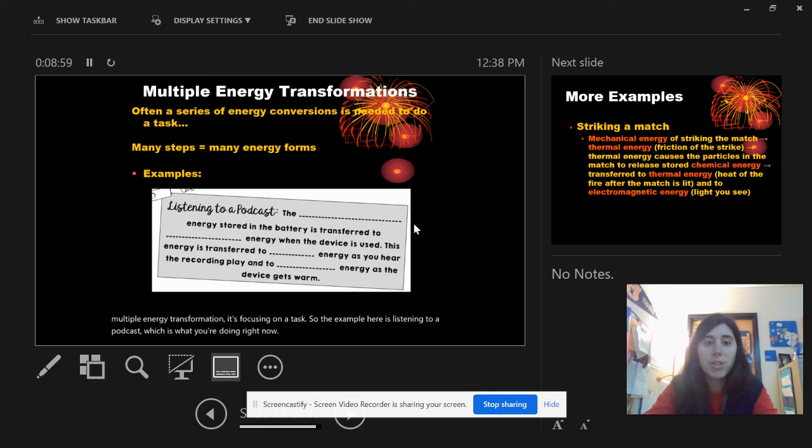What you're doing is you first had to have some sort of battery to fuel your computer. So the chemical energy that's stored in your battery is going to be transferred to electrical energy that your device is using right now. That electrical energy is also going to be transferred into sound energy because you're listening to me right now. But the device is also getting warm, so you're also generating thermal energy. So that would be a multiple step transformation because it's going through each of the types of energy that you're using in order to listen to me right now.